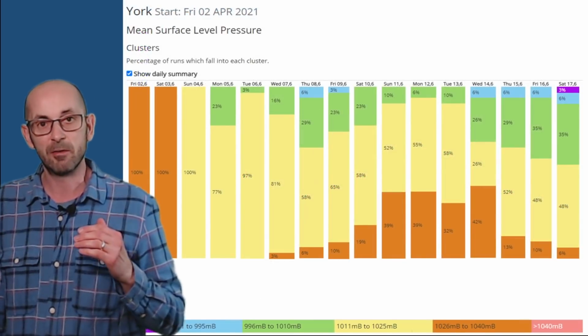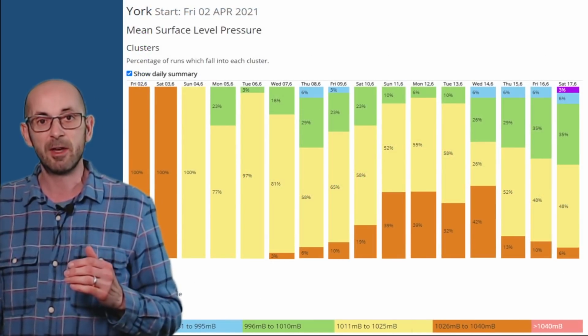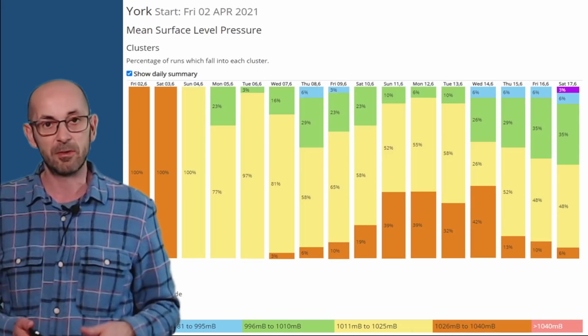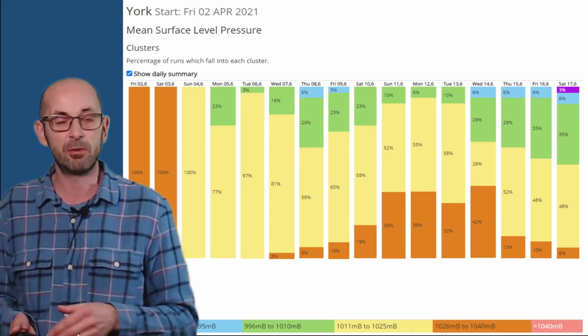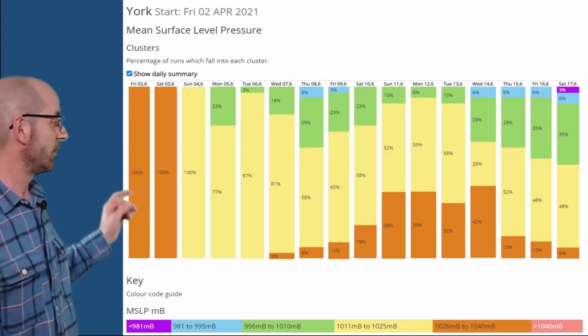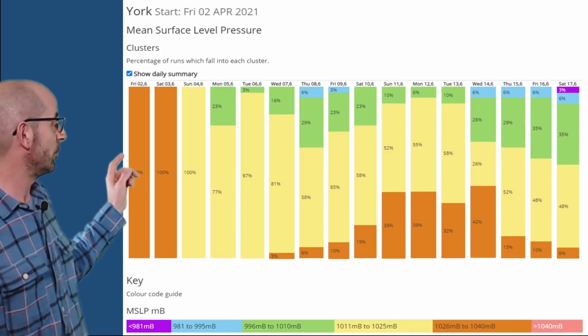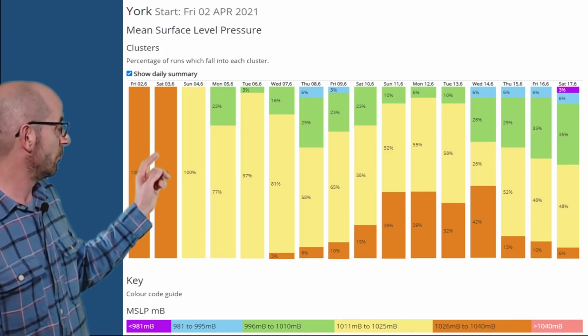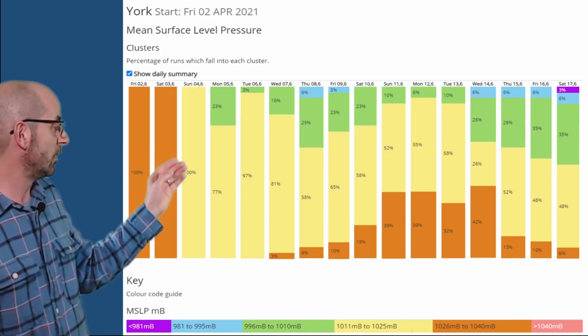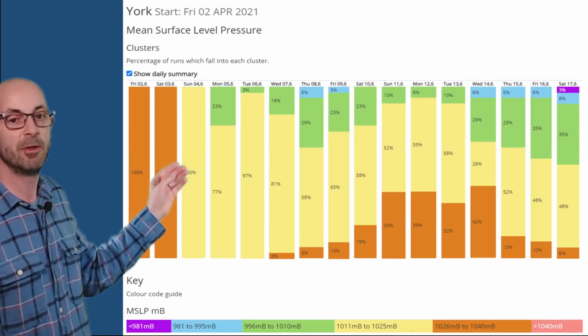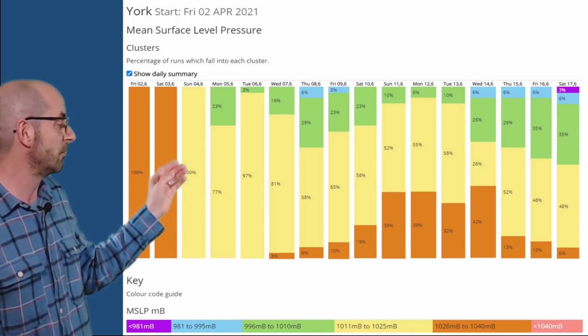And if we just take a look at the pressure data table, I've picked York again because it's a relatively central location. What we can see is the oranges. So we're seeing a daily summary, and the oranges show really high pressure. Yellow is between about 1,011 millibars and 1,025, so relatively high.